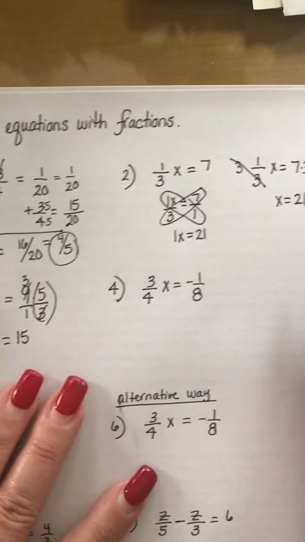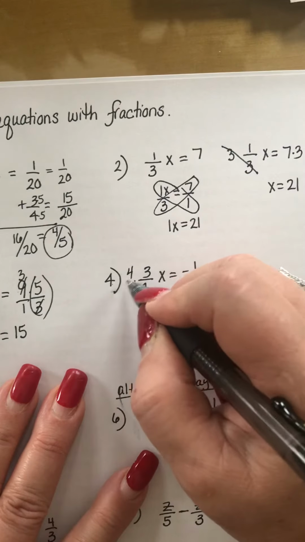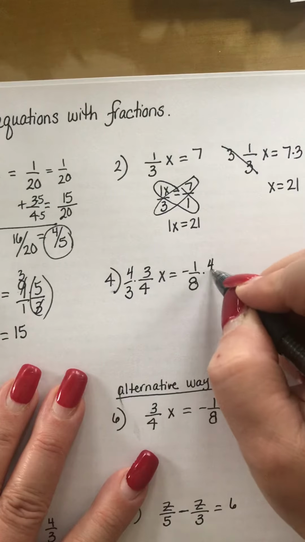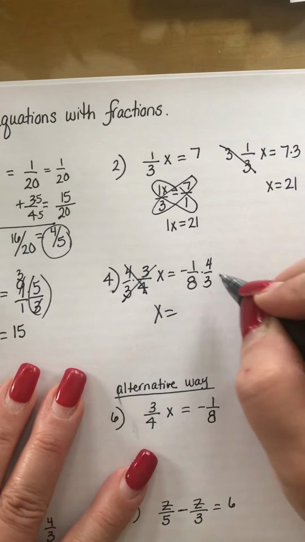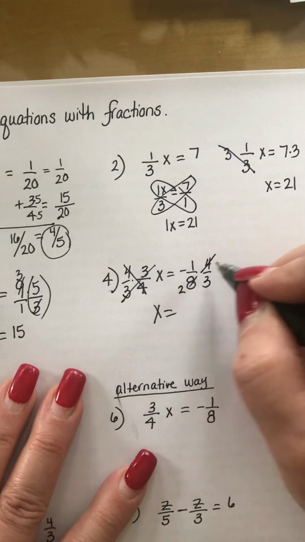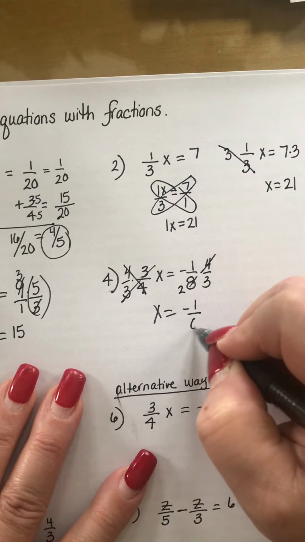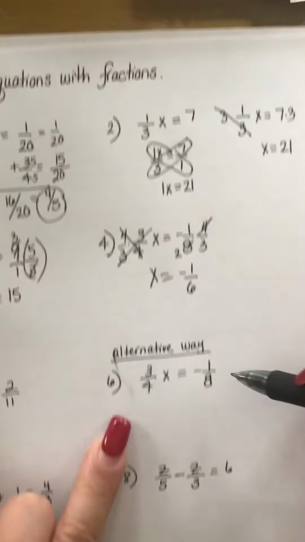So for number 4, your reciprocal of 3/4 is 4/3. So the 4's and the 3's cross out, and 4 goes into 8 2 times, so this would be -1/6.